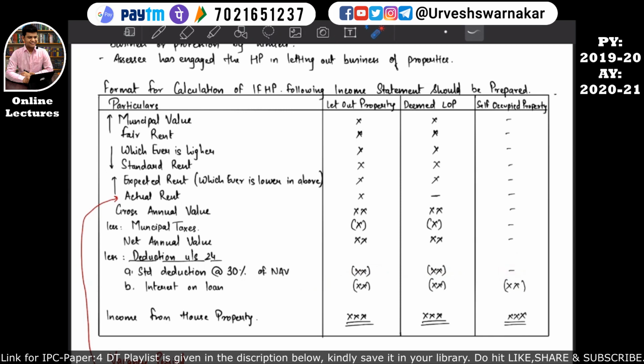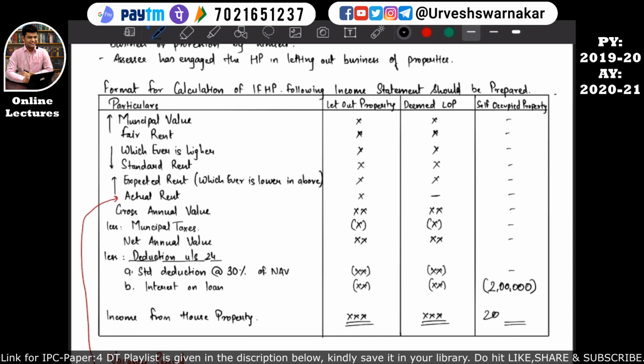But the deduction under section 24 subsection B will be available. That is what I have written over here, and that's why I have put a bracket over here. So we will erase that bracket and we will feed a figure that is 2 lakhs over here. So this is the interest that is allowed as deduction. Okay, so basically here the final income from the house property will become negative 2 lakhs.